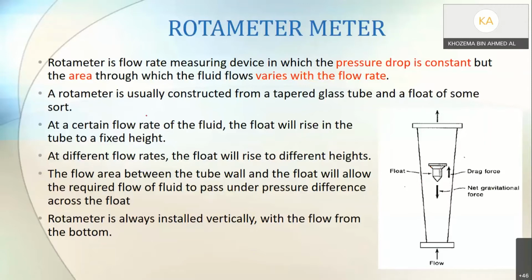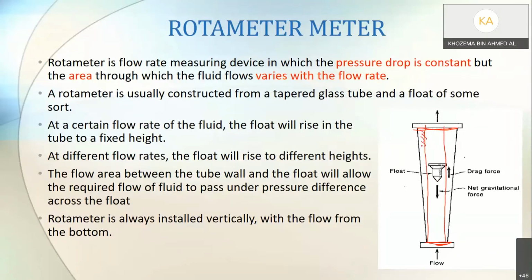Okay, so a rotameter is usually constructed from a tapered glass tube and a float of some sort. Tapered here means that it will not be straight. If you see here, this is a side drawing of a rotameter. The size from this point and this point is not the same. From the bottom and the top it is not the same. So if I were to draw a straight line, even though this is not a straight line, this is how it was supposed to look like.